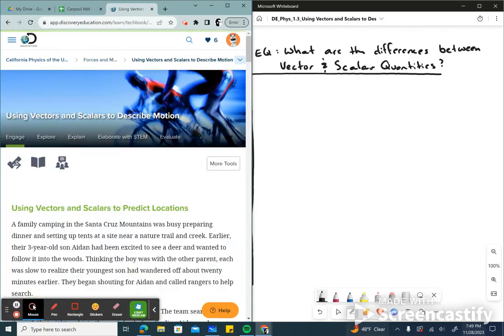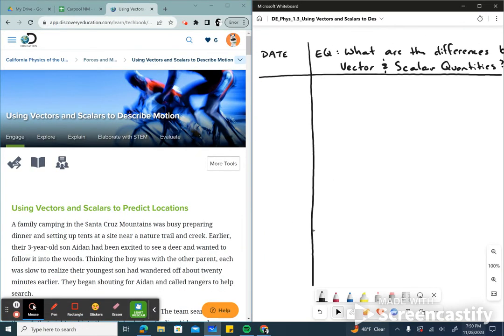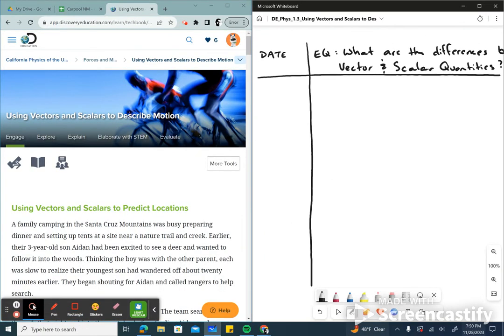So let's start by saying what you already know, or what you think. Make sure you take a moment and think about vectors, think about scalars. What do you know about these ideas?